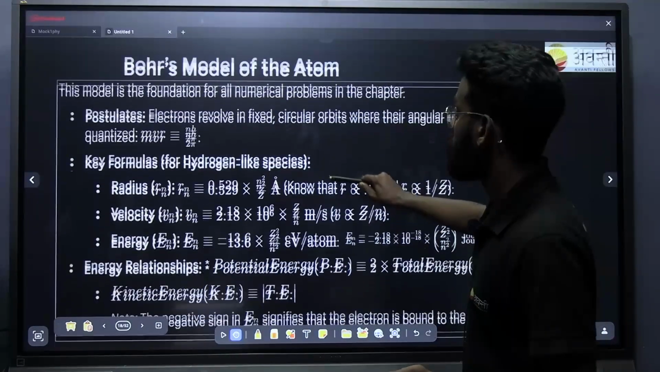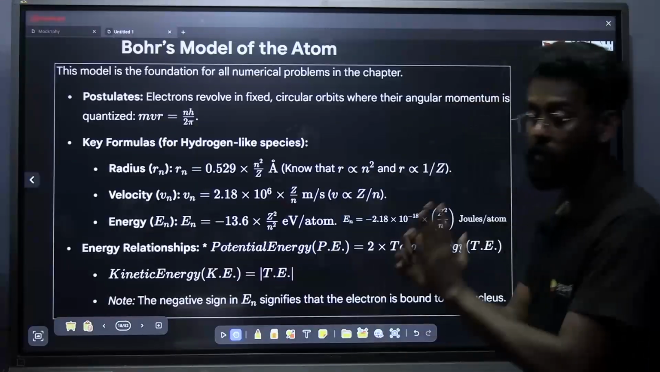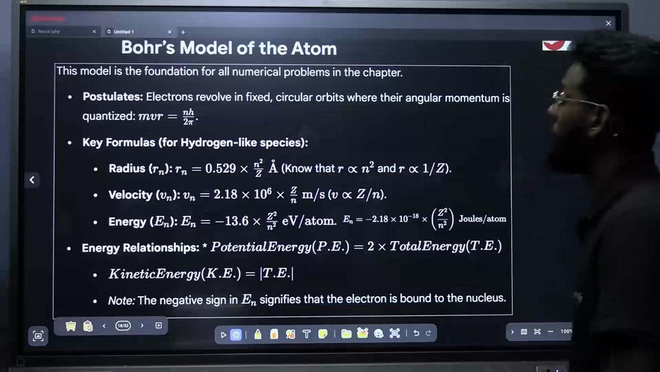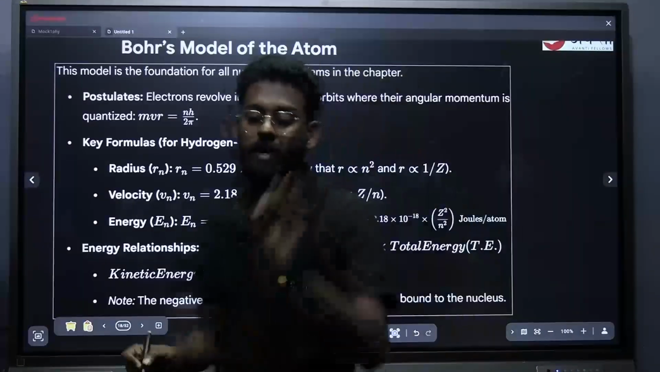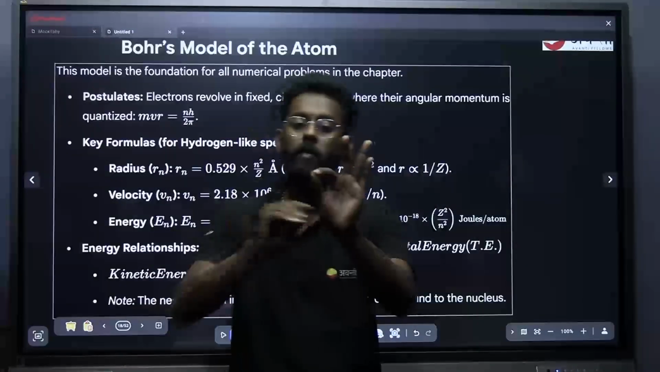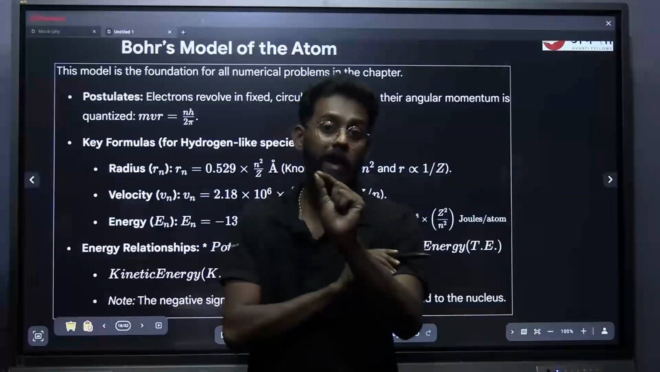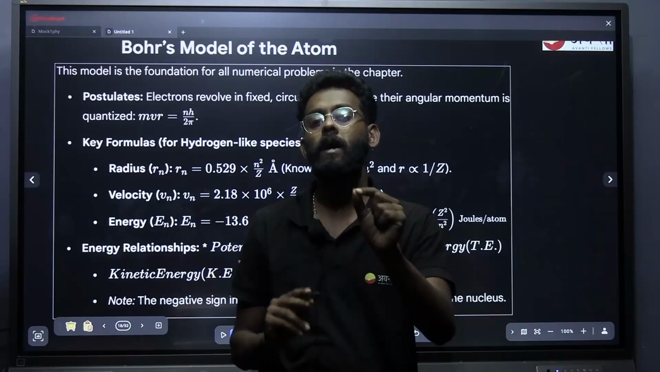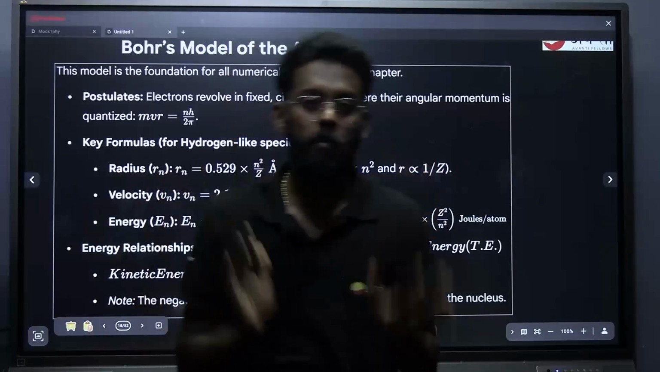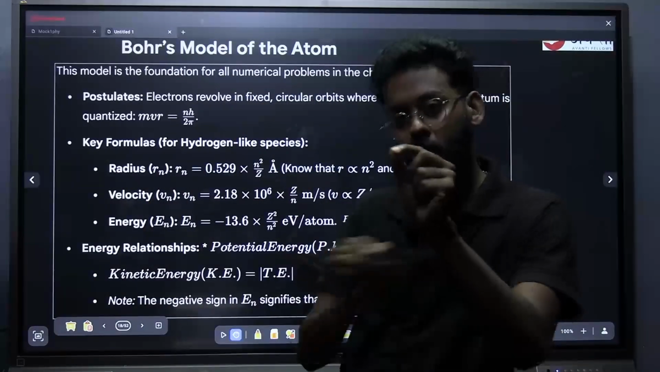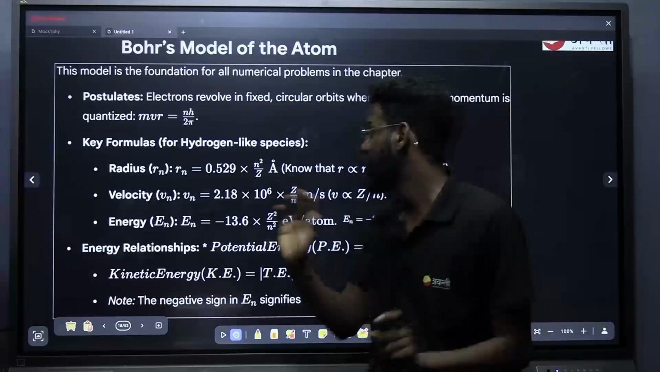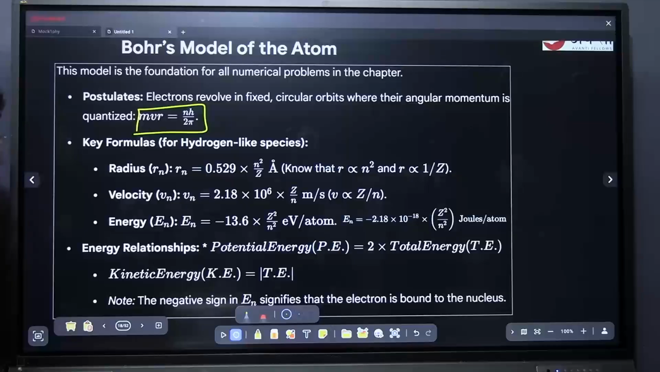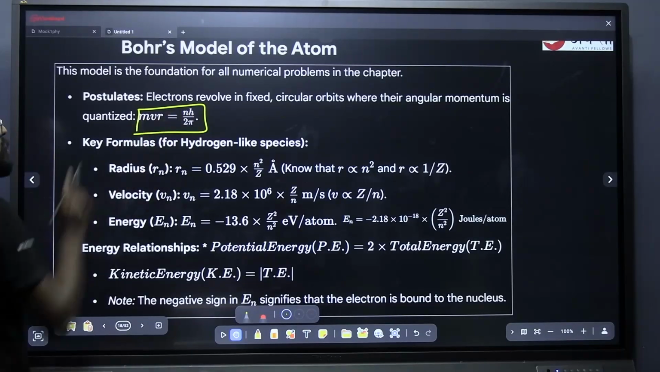Next, the important part, Bohr model of atom. I want everyone to take note of all the important points and important equations in this one. What is Bohr model of atom? There will be a nucleus, and the nucleus will be surrounded by electrons in a fixed circular path. We will be calling it orbit. That is the Bohr model of atom. And the angular momentum of the electron is fixed, and it is an integral multiple of h by 2 pi. That is mvr is equal to nh by 2 pi.